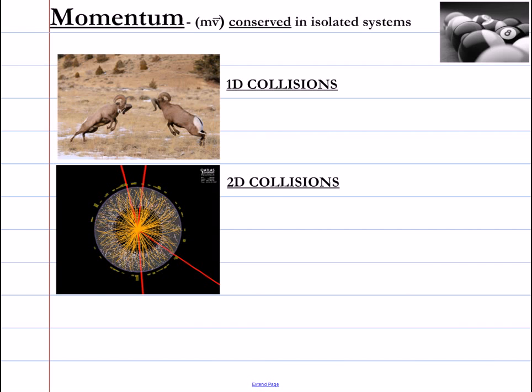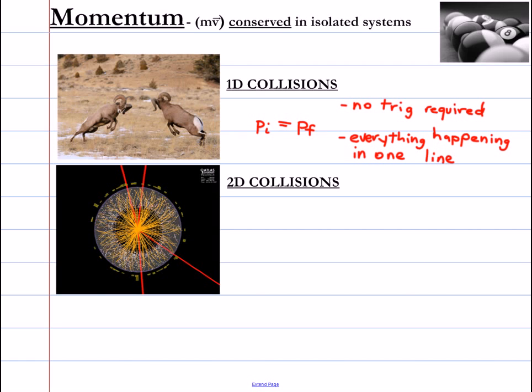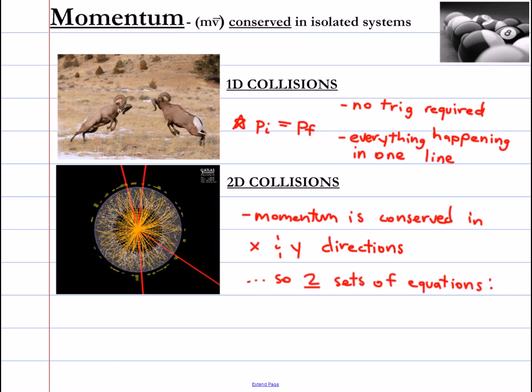So we looked at 1D collisions and 2D collisions in this unit. For 1D collisions, the initial momentum is equal to the final momentum. We've got no x and y to worry about, so there's no trig required here. Everything happens in one line. The main thing, though, to focus on is that the initial momentum is equal to the final momentum. For 2D collisions, momentum is conserved in both the x and y directions, so when we're solving problems, we'll have to deal with 2 sets of equations. One for the x information, the other for the y information. So there's a bit of trig required.